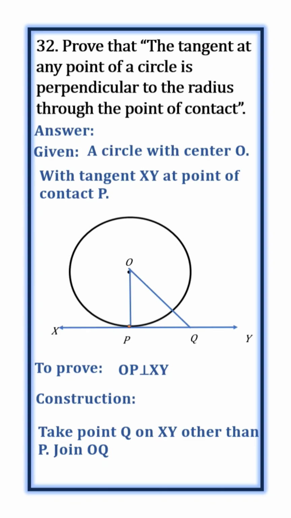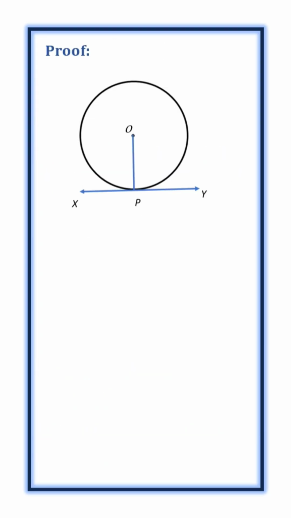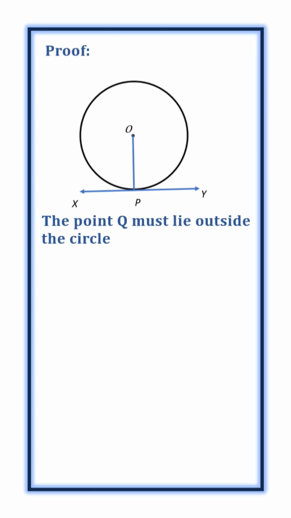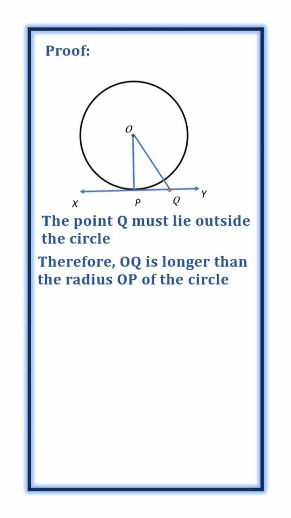Now let us prove it. Proof. The point Q must lie outside the circle, isn't it? This is the point Q. It lies outside the circle. You can observe here. Therefore, OQ is longer than the radius OP of the circle. So, OQ is greater than OP.